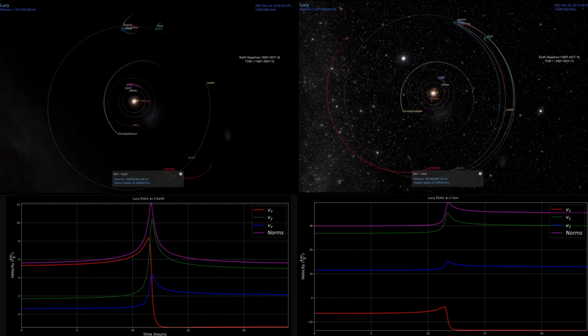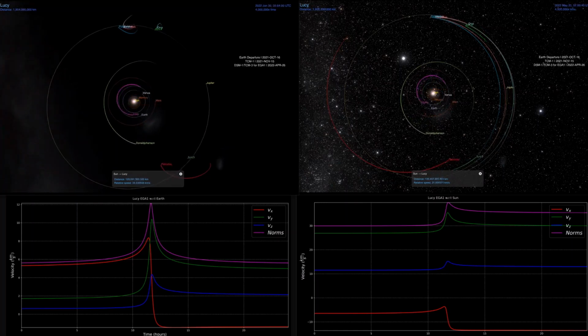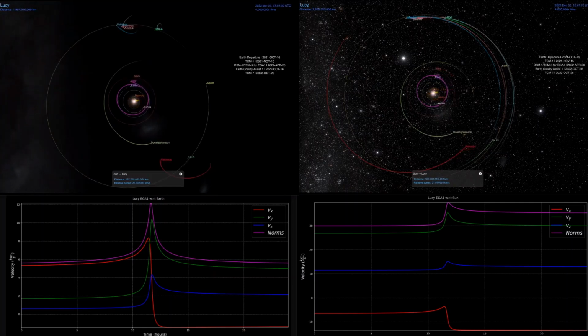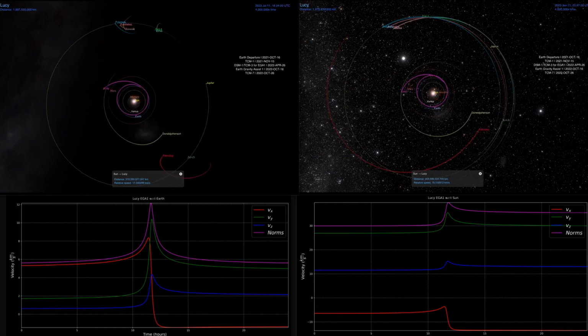So with respect to the Earth, the magnitude of Lucy's velocity vector before and after the flyby is equal, but the vector is rotated. But with respect to the Sun, Lucy gains around 5 kilometers per second, which increases the orbit semi-major axis and sets up the next Earth gravity assist a little over 2 years later.